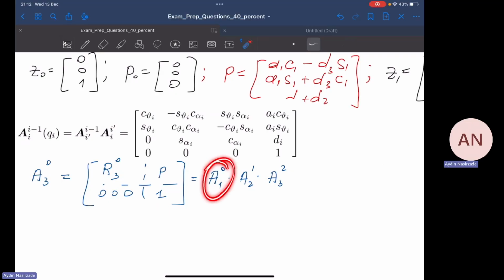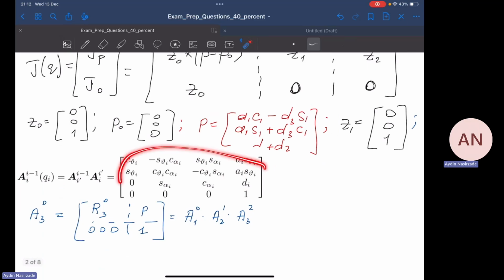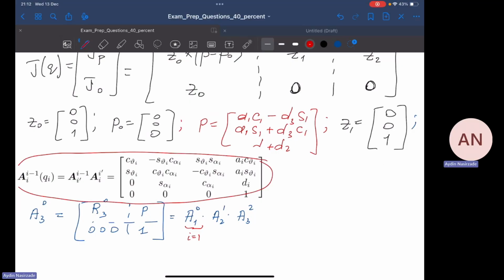Now, how can you find A1 to 0? Simply, you will use this matrix. Have a look at that. You see A1 to 0 right here. So in this case, i is equal to 1. In this formula, substitute 1 everywhere instead of i. So A1 to 0 becomes cosine of theta 1, sine of theta 1, sine of theta 1, cosine of alpha 1, cosine of theta 1, cosine of alpha 1.